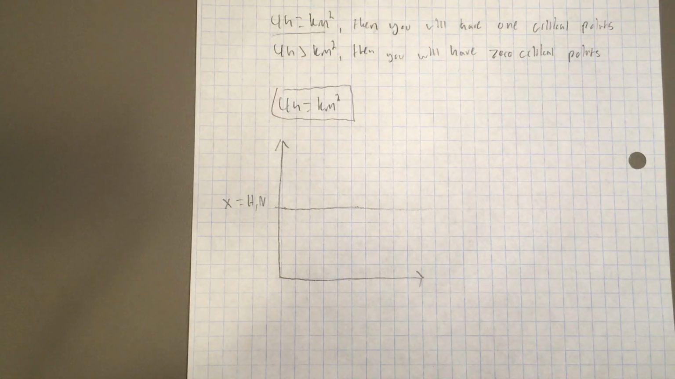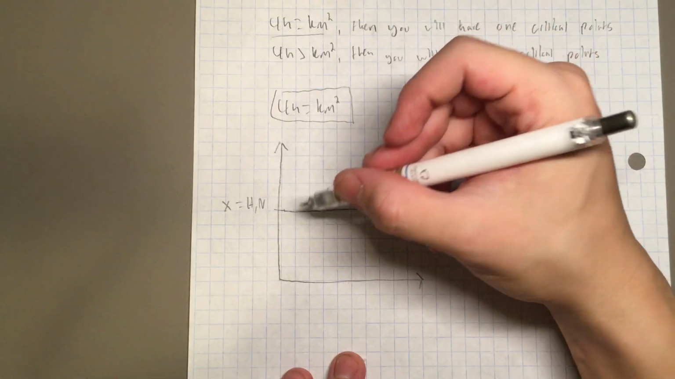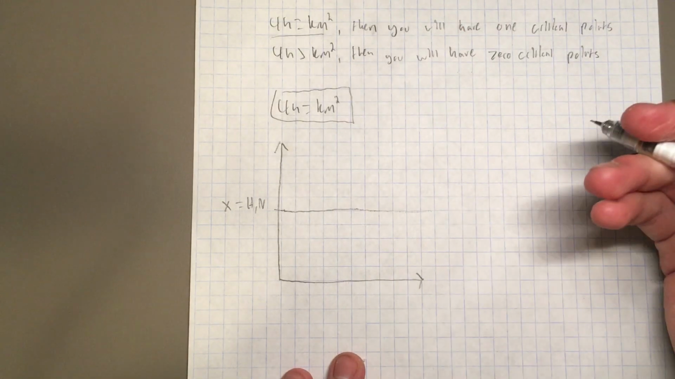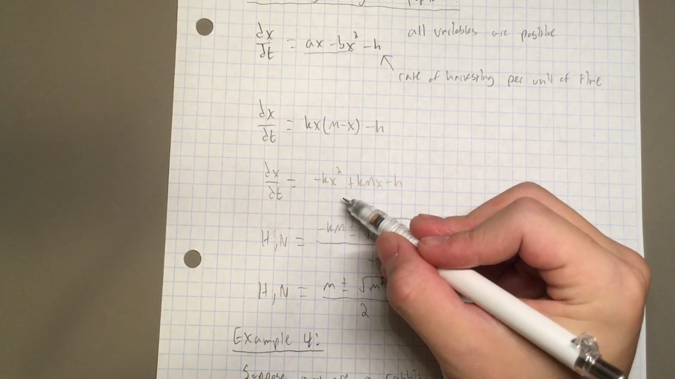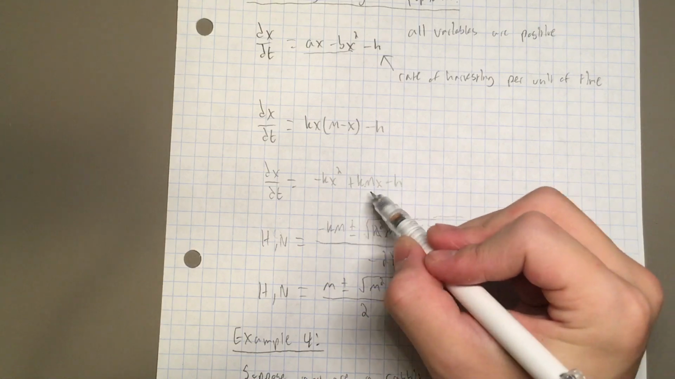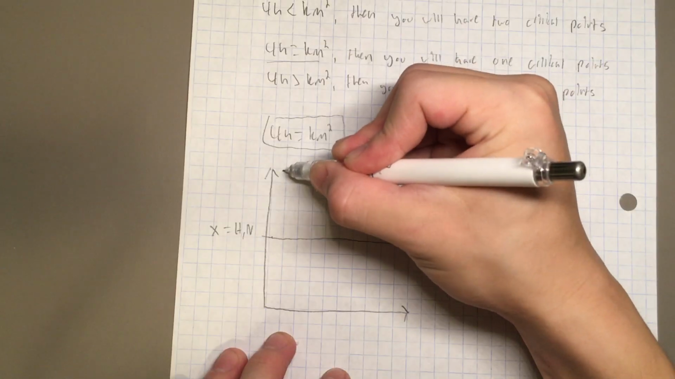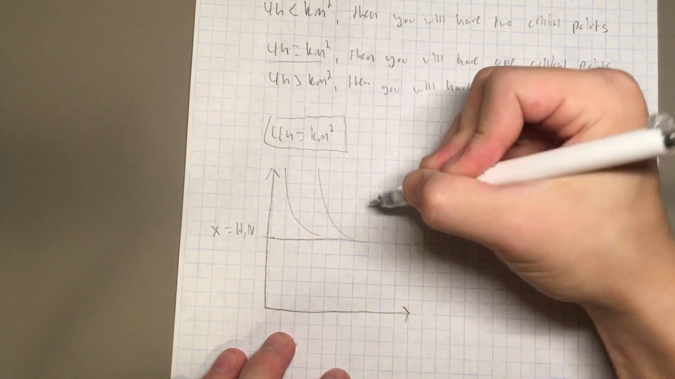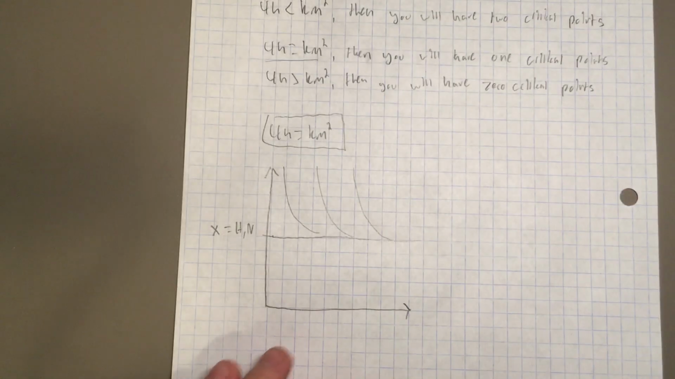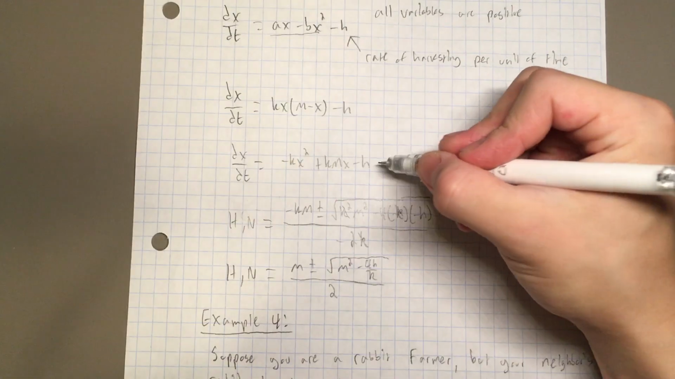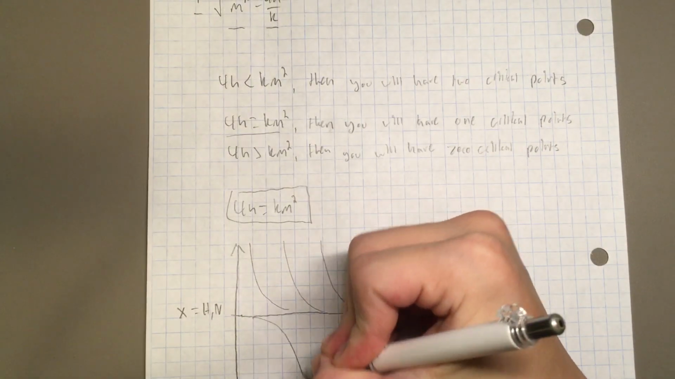And if you think about the equation we had to start, if you have an x value above, then that quadratic term, the negative kx squared term, is going to be greater than this, which means that the solution curves are going to go down to this x equals h and n line. And also, if you have a term that's less, then the harvesting rate is going to be larger than these combined terms. So it will also be going down.